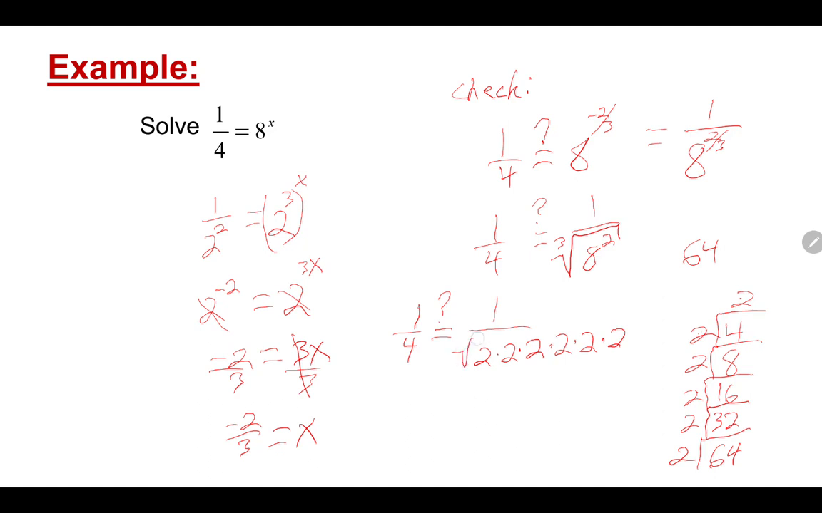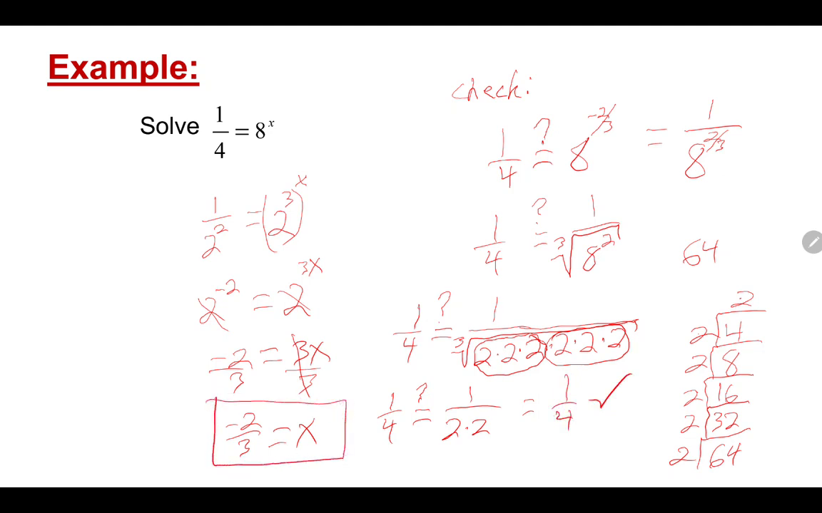6. And this is the cube root of that. Since it's a cube root, it means I can only match triples, and they only come out once. So here's a triple, it can come out, and this is another triple, and it can come out, so that would get rid of them. So then 1/4 is the same as 1 over 2 times 2, which is equal to 1/4, and it checks. So negative 2/3 is the correct answer.